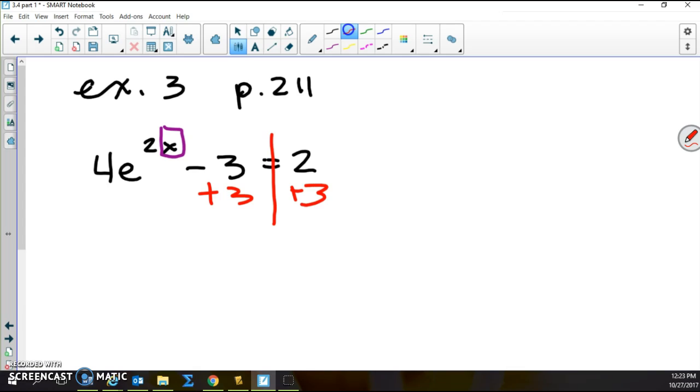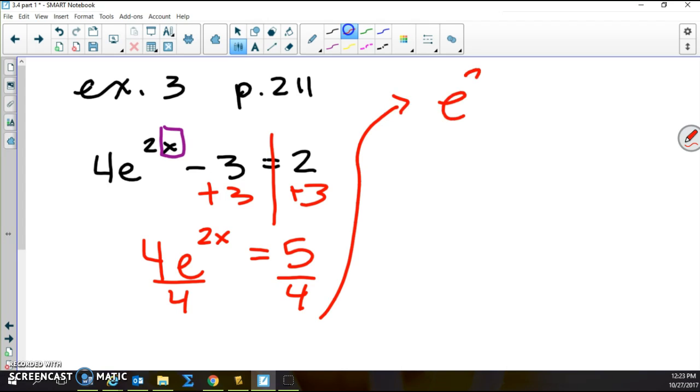We're going to add 3 to both sides. And we get 4e to the 2x is equal to 5. We want to isolate the e initially. We're going to divide by 4. And e to the 2x is equal to 5/4. So in order to get rid of the e and isolate the power, we need to take the natural log of both sides, because that's our inverse operation to get that e to disappear.